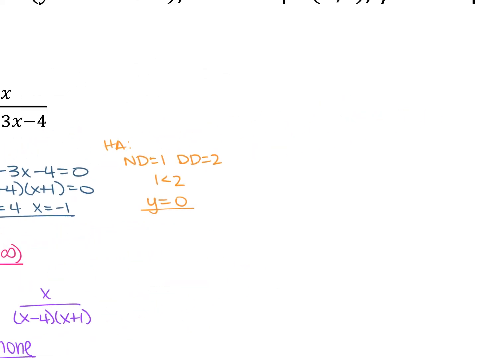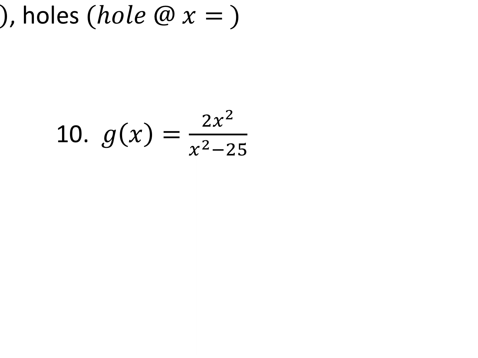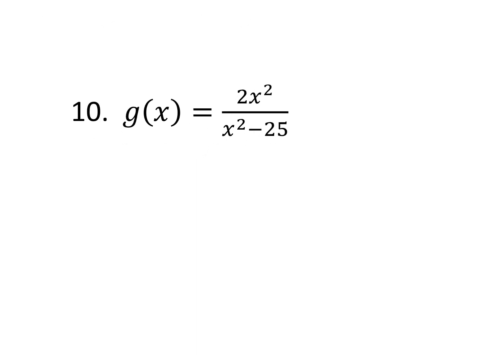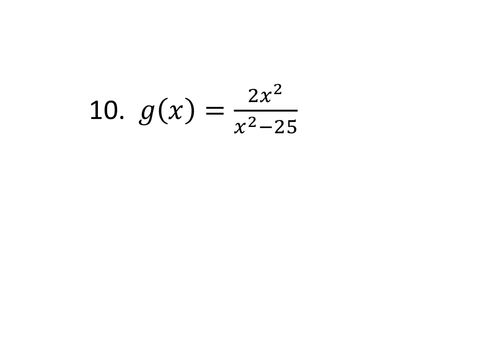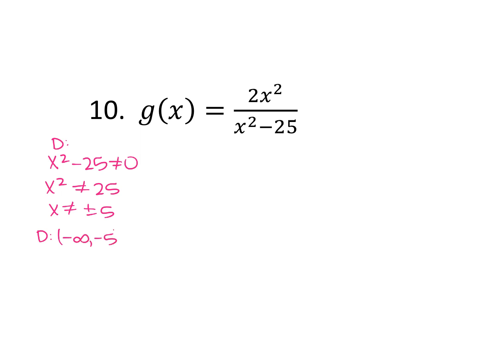For number 10, we have g of x is equal to 2x squared over x squared minus 25. So for our domain on this one, we're going to have x squared minus 25 is not equal to 0. Move your 25 over by adding it to both sides. That's x squared is not equal to 25. That gives you x is not equal to plus or minus 5. So for your domain, that's negative infinity to negative 5 with a union from negative 5 to 5 with a union from 5 to infinity.